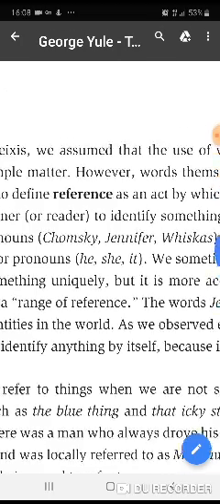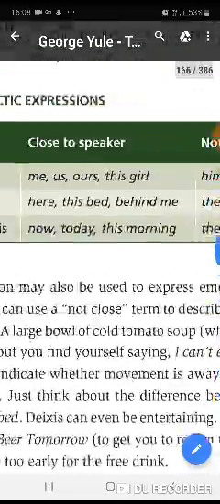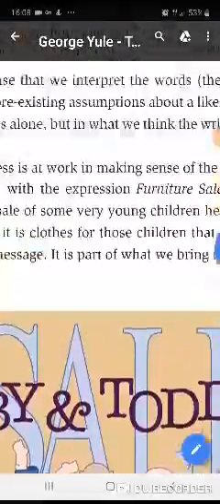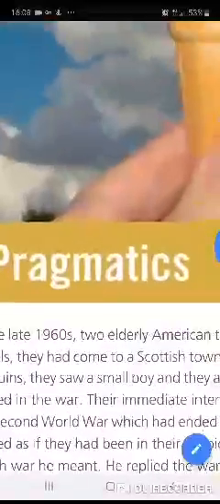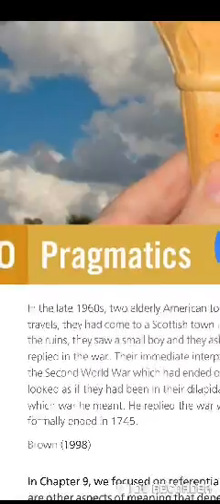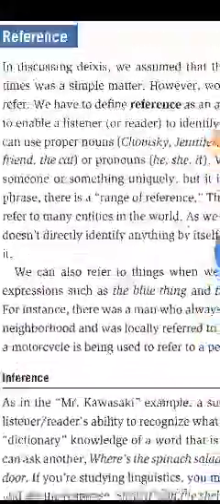So this is the reference, and these words are in fact the pronouns referring to these guys, okay? But sometimes in pragmatics, or many times in pragmatics, we talk about reference. Let us see how we actually use the word here. Let's come back here, okay? Let's see.